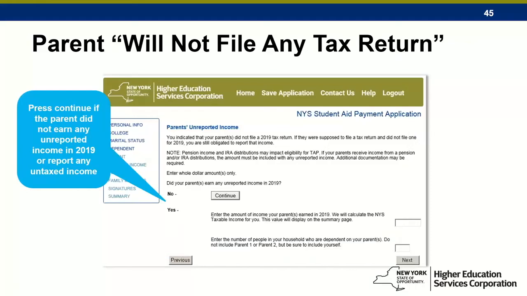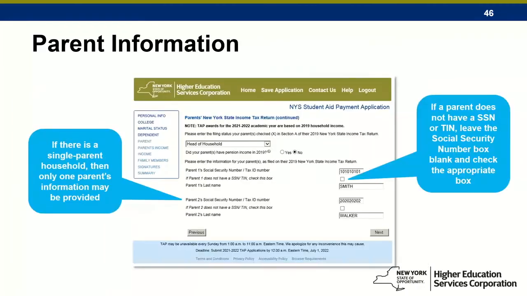Now, if a student's parent did not file any taxes, the student will simply indicate my parent didn't file any taxes for 2019, and then they'll be asked about any unreported income. So if the parent didn't work and didn't earn any income from work in 2019, they could simply hit continue, which would say no, or they could enter whatever the untaxed income the parents earned in 2019 was, and then move forward. Once the tax information is all squared away, we'll ask for the parent's information.